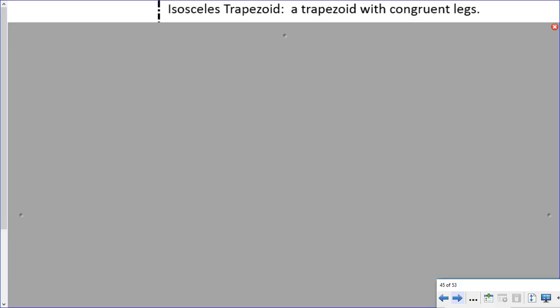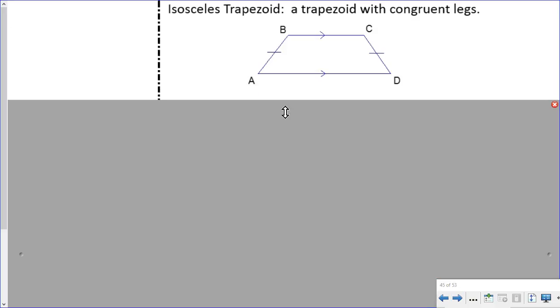All right, more vocabulary. We have an isosceles trapezoid. An isosceles trapezoid is a trapezoid with congruent legs. So that would look like this. So I have your parallel, so you have exactly one pair of opposite parallel sides, and then you mark the legs congruent to each other. Because a lot of cool things happen when we know it's an isosceles trapezoid.